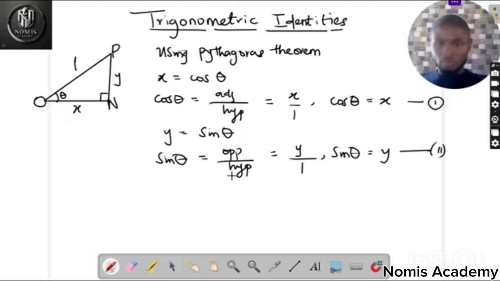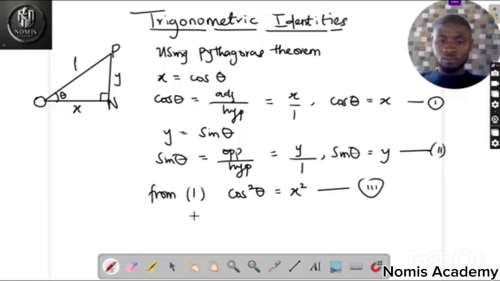So let's see. From 1, we can tell that cos squared theta is equal to x squared. That is just squaring both sides. Let's take that as our 3. From 2, we can also say sine squared theta is equal to y squared. Let's take that as our 4.